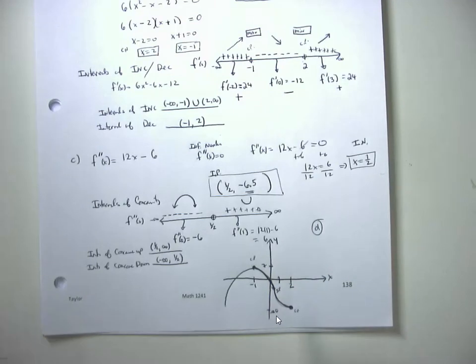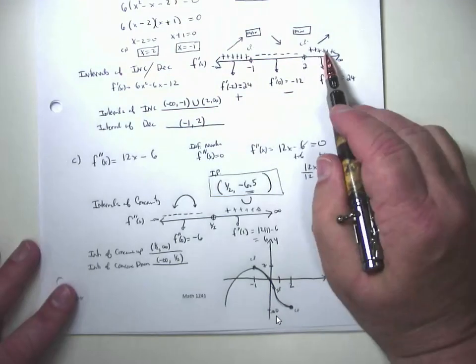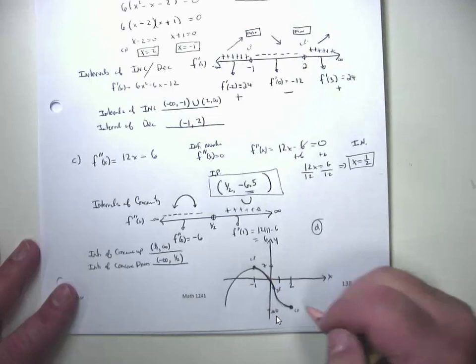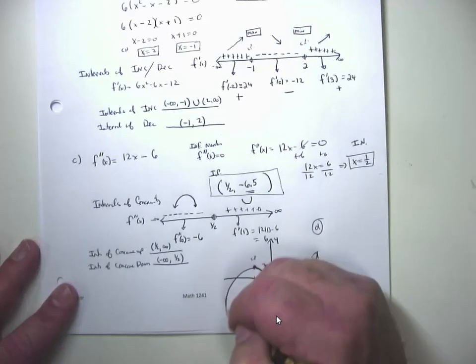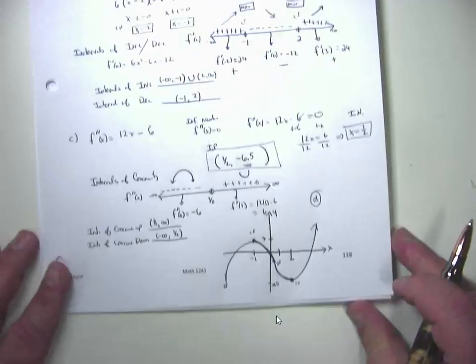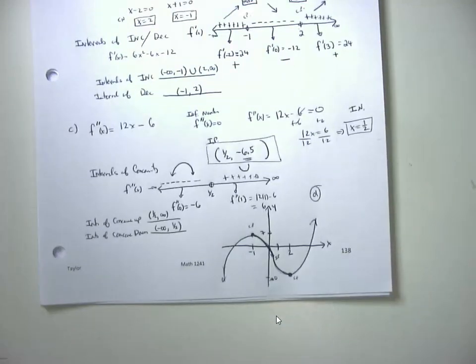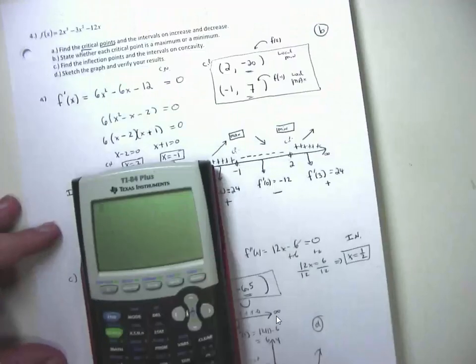And once I hit 2, now I'm going to be increasing and concave up. Increasing concave up means I'm going up and I'm bent upwards. And this is a general shape of the graph, looking at it from the first and second derivative lines. And of course, you can double check him on the calculator and see if he doesn't look exactly the same.